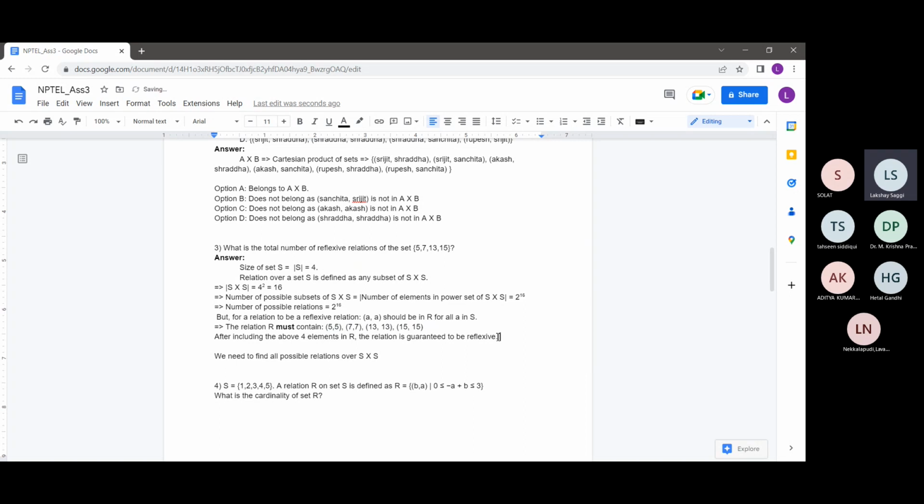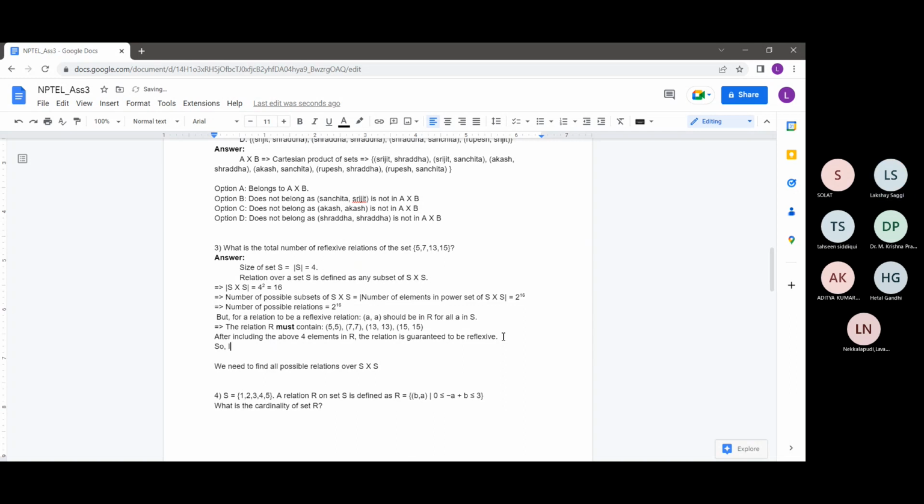So I can add any more elements to this set, or I can leave them out. Besides these 4 elements, there are 12 elements remaining. There were a total of 16 elements here. So out of the 16 elements, my set must contain these 4. And for the remaining 12 elements, I have a choice whether to include them or not. Right, guys? I have a choice whether to include or exclude any of the remaining 12 elements.